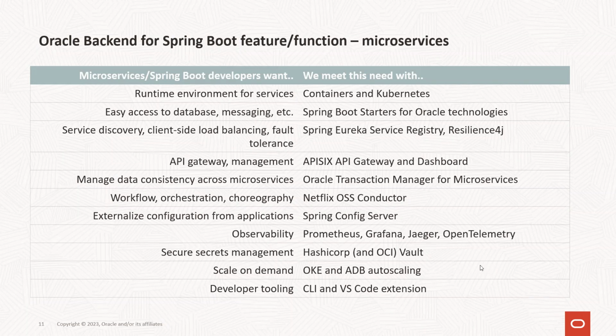Observability, a difficult word for me. We have Prometheus, Grafana, Jaeger, and OpenTelemetry. For secure secrets management, we deploy HashiCorp Vault, and if you run on OCI, you will also have OCI Vault in your hands. We can scale on demand, so you don't have to worry about that part. For developer tooling, we have developed a CLI and Visual Studio Code extensions.